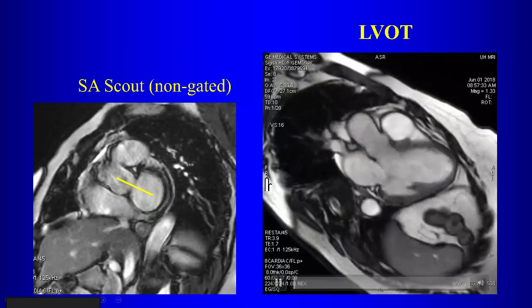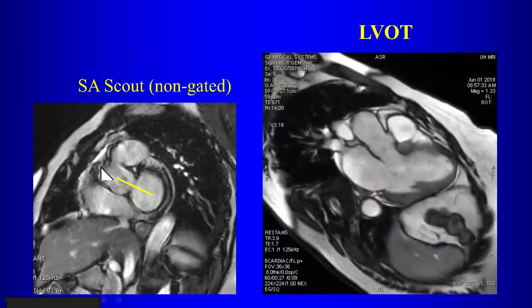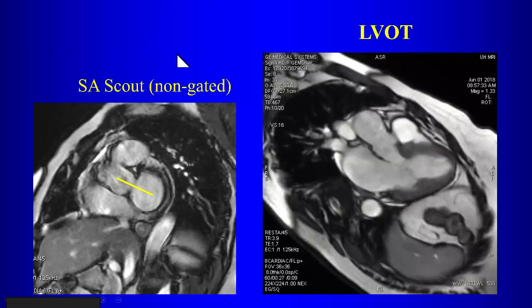Right? So here's a nice left ventricular outflow tract. And you get that from this short axis scout that we've gotten before. So here's our LVOT, left ventricular outflow tract. Moving right along.